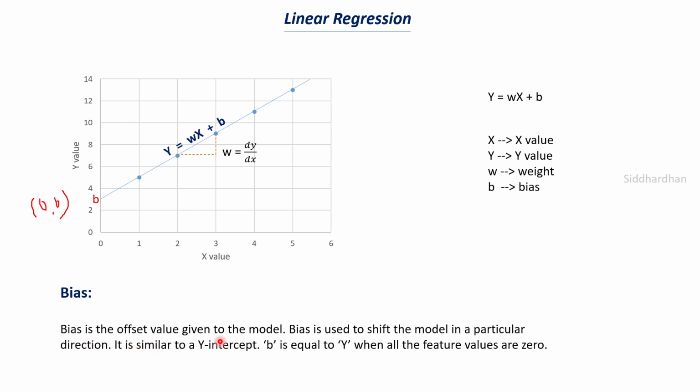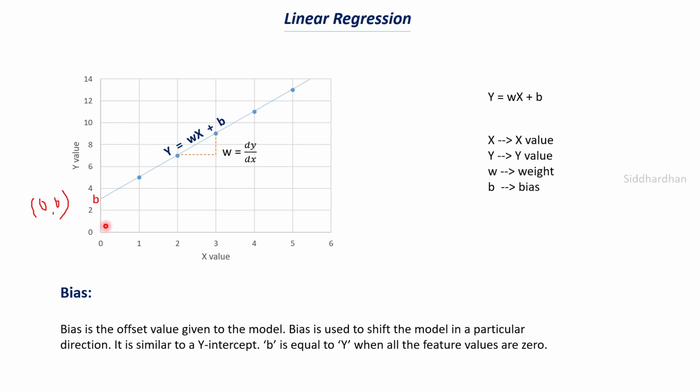So bias is the offset value that we give to our model. So this is that particular offset value, and this bias value is used to shift the model in a particular direction. So in this case, when it comes to linear regression, it is helpful for us to shift the model in the upward direction or the downward direction. So we want our line above this point or below this point, and so on.